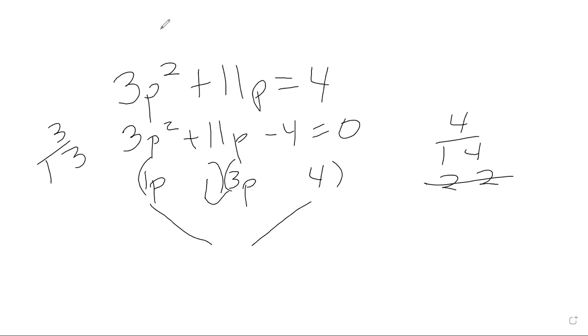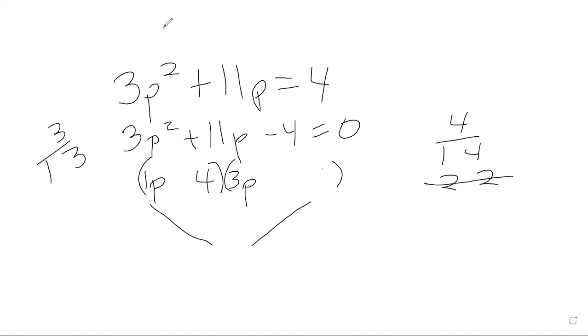All right. 1 times 3 is 3. 1 times 4 is 4. Okay, well, 4 plus 3 is 7, and 4 minus 3 is 1. I still can't get it. Okay, I need to switch the order. That's the only thing left I can try. Okay, so here we go.